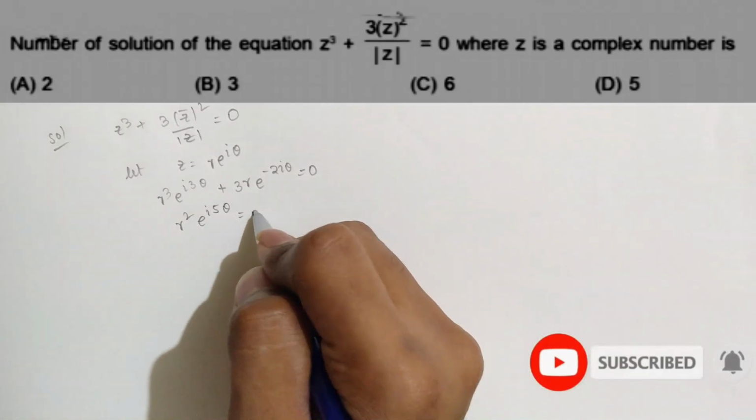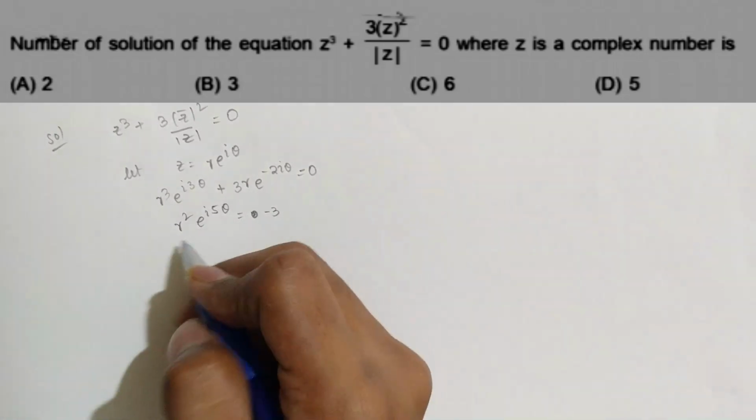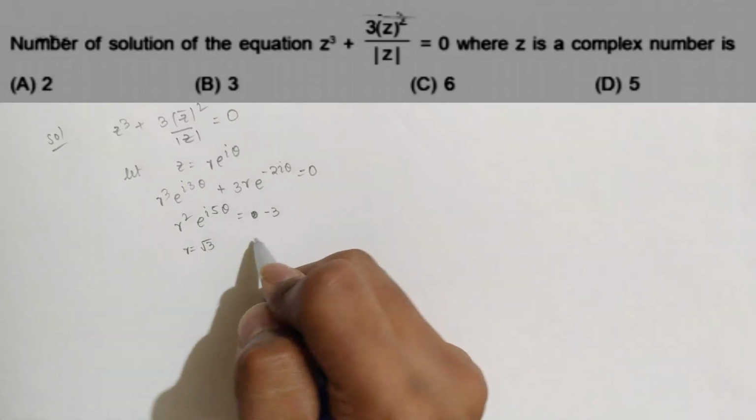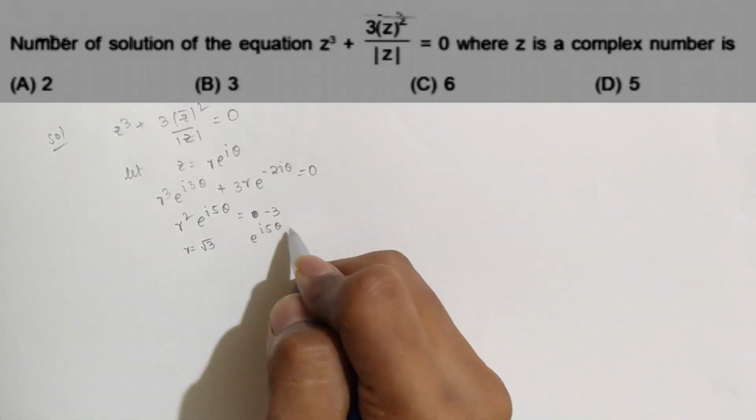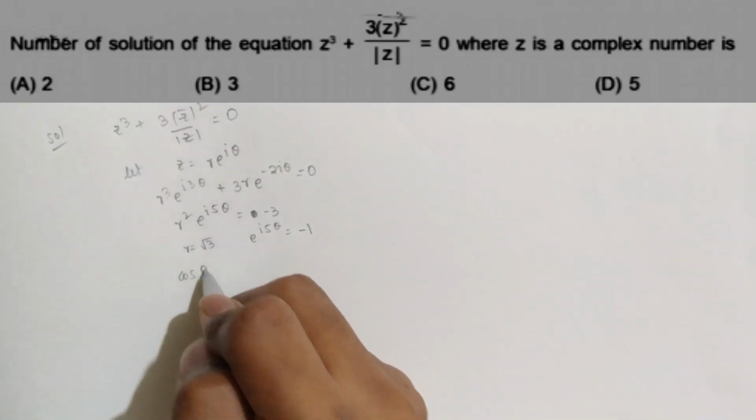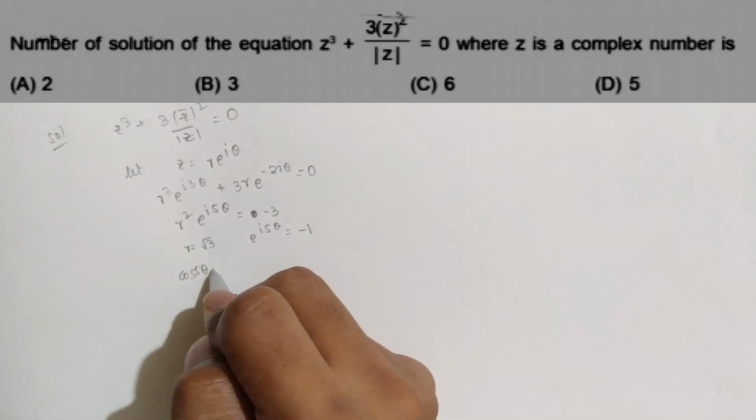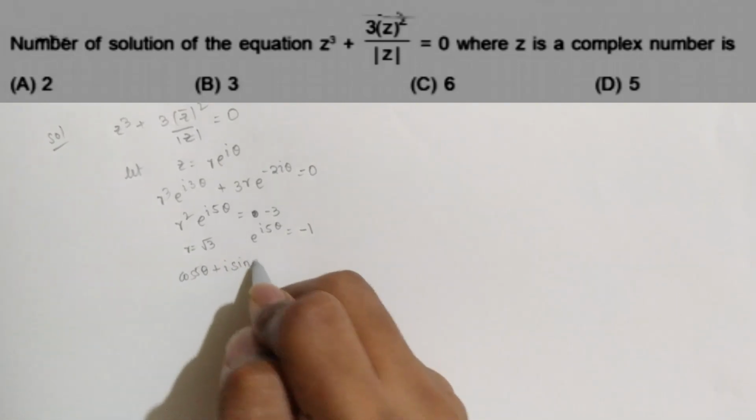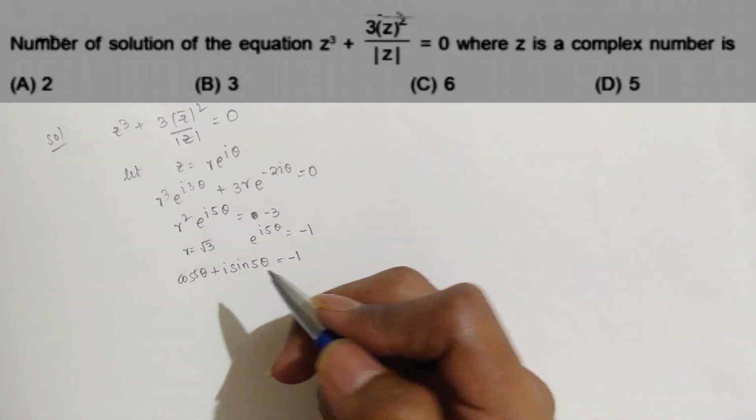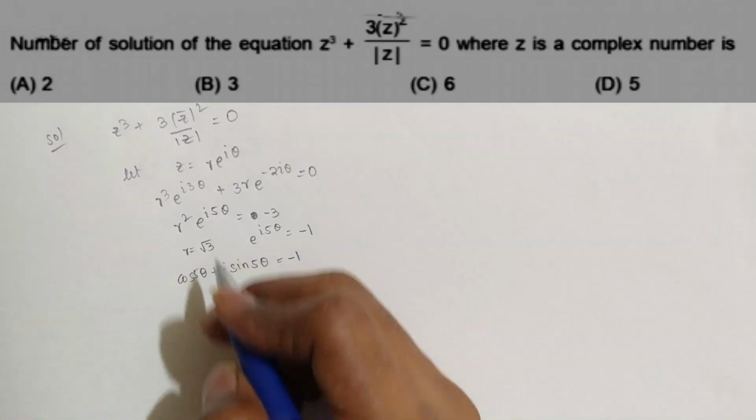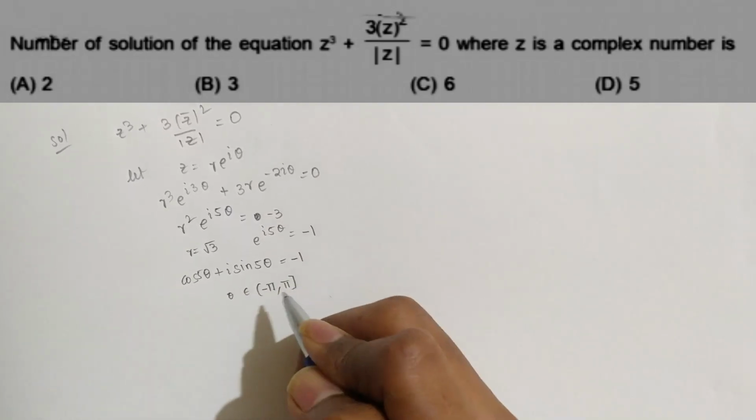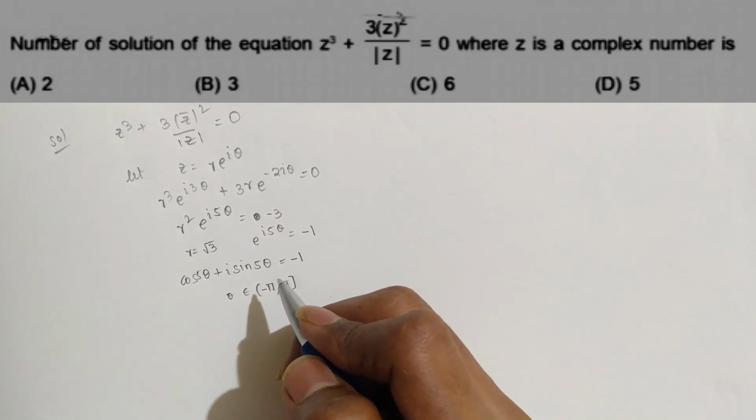Sorry, this is minus 3. So r will be equal to root 3 and e power i 5 theta equals minus 1. Now cos 5 theta plus i sin 5 theta equals minus 1. Theta is the argument, so it lies between minus pi to pi. Theta belongs to minus pi to pi because it is a principal argument.